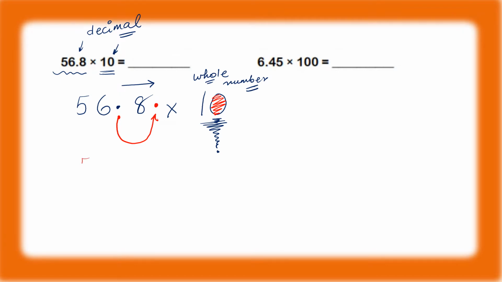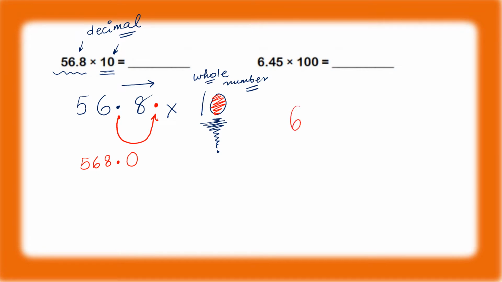So what do we get? We get 568, then the point. Now after the decimal, you have nothing, right? So put a 0. That's all. Let's try the second question.